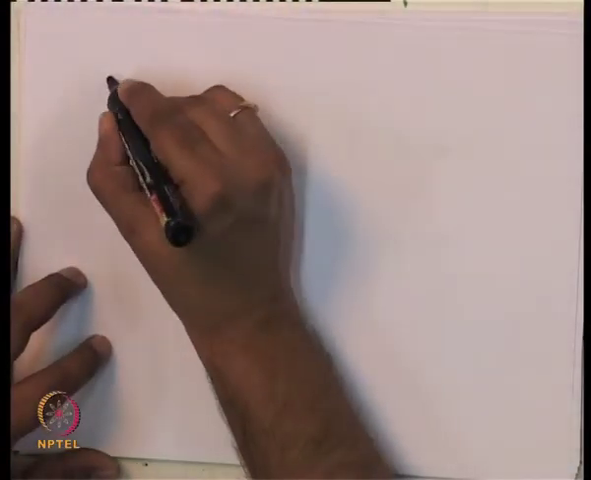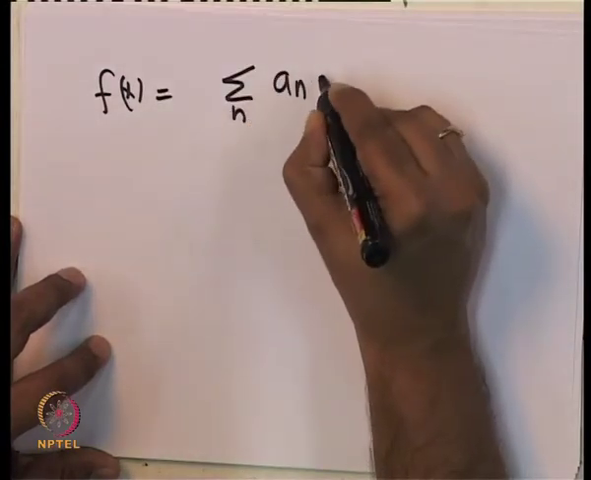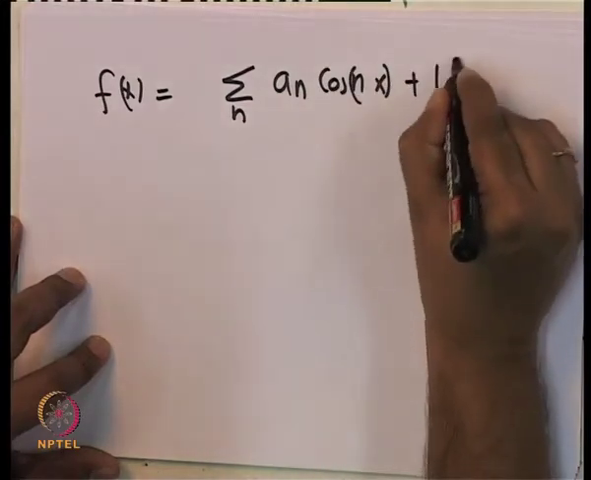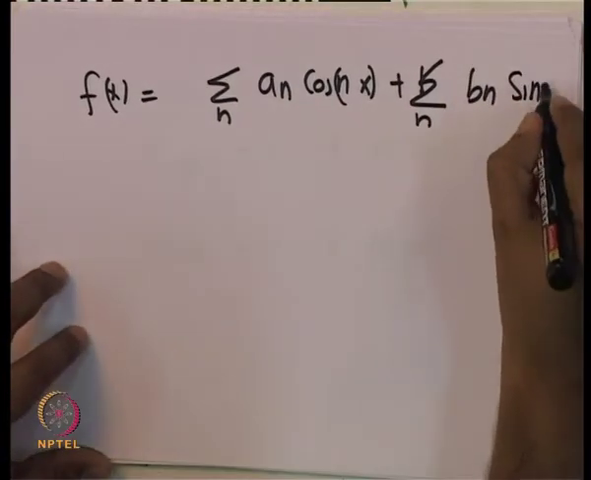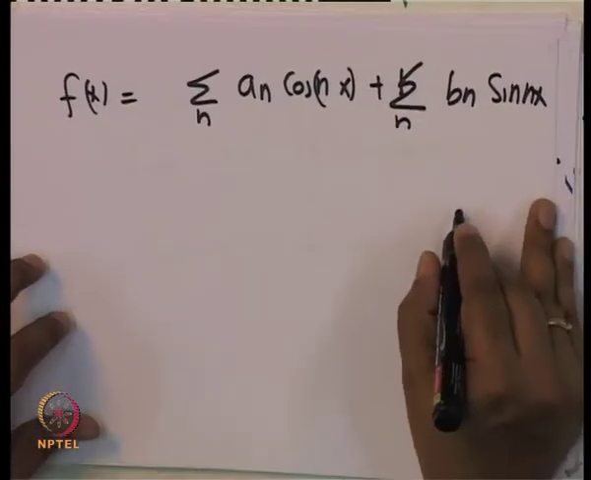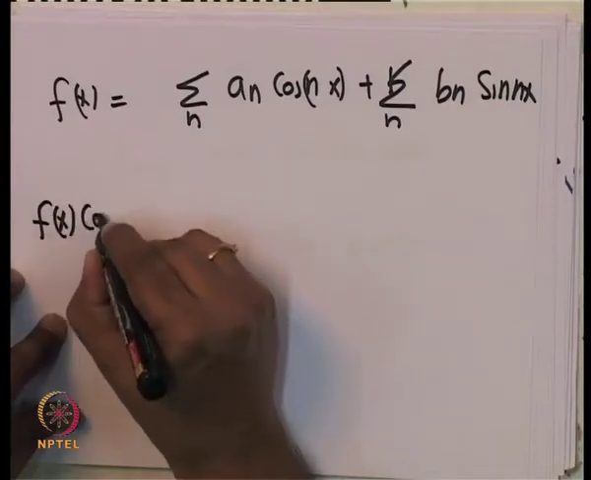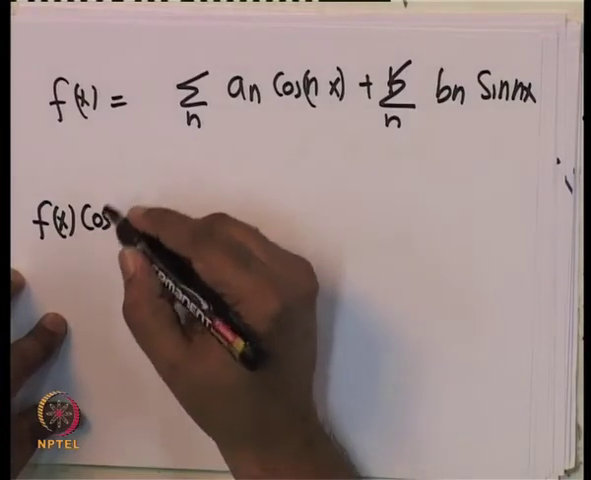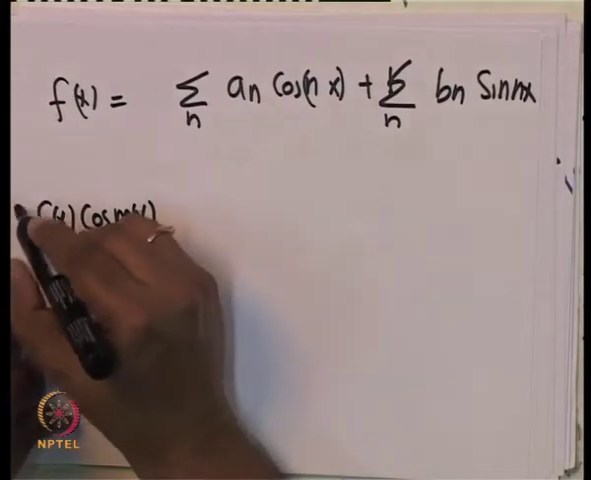So if you take f of x as the sum over n of a n cos n x plus the sum over n of b n sin n x, then you multiply f of x with some particular function cos m x, let us say, let me multiply this by cos m x and integrate.